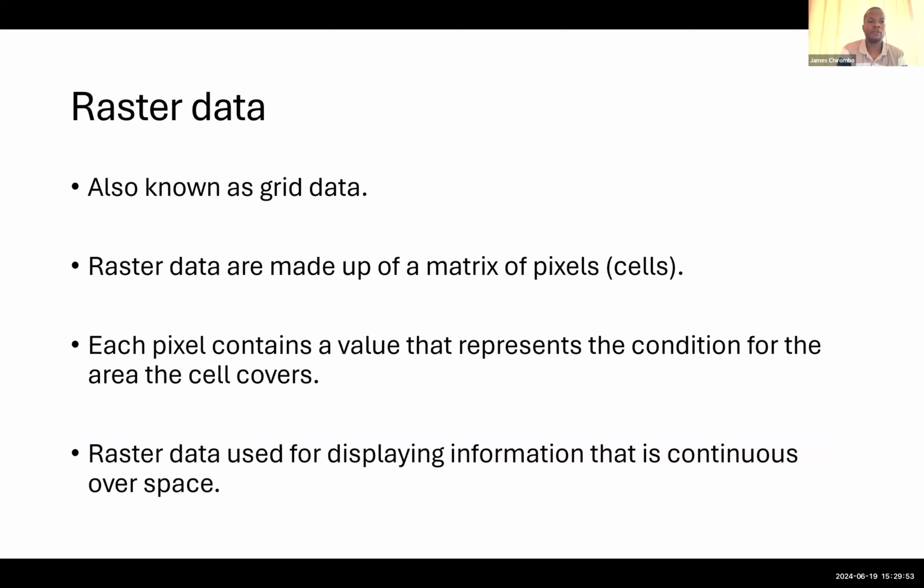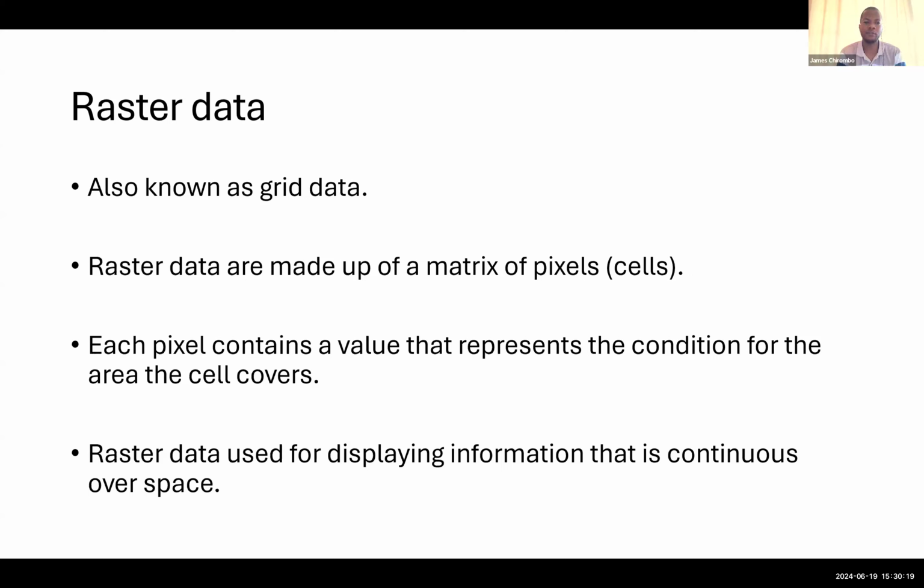Now let's remind ourselves about raster data. This is the second type of spatial data. It's also known as grid data. It's quite different from the vector data that we just looked at. Raster data are used to display information that is continuous over space.